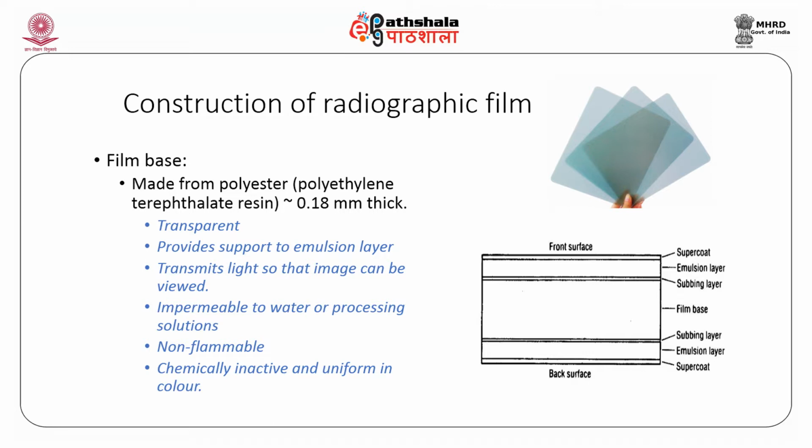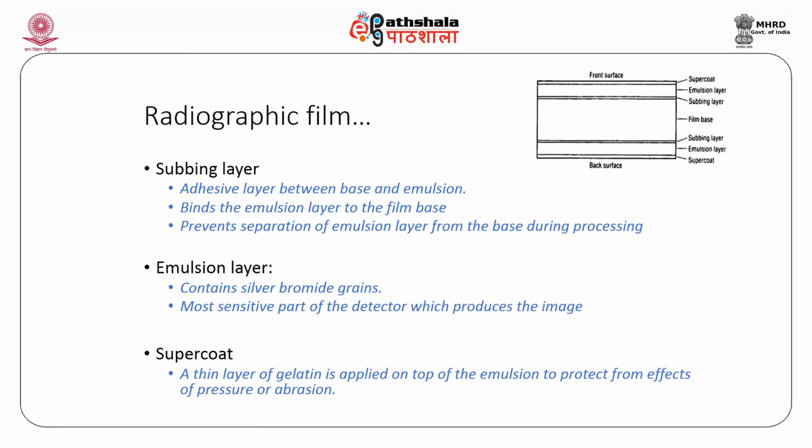Here we see the cross section of a film. Let us see in more detail. The film has a subbing layer, emulsion layer, and a supercoat which is present on top of a film base. What is the subbing layer? It is an adhesive layer between the base and the emulsion. It binds the emulsion layer to the film base, and prevents separation of the emulsion layer from the base during processing.